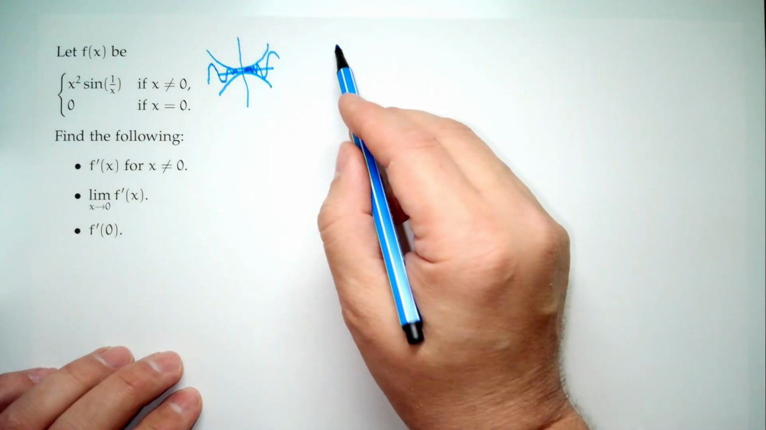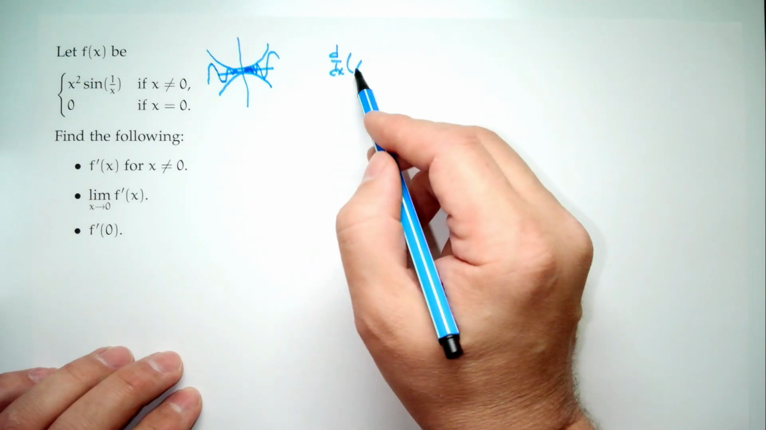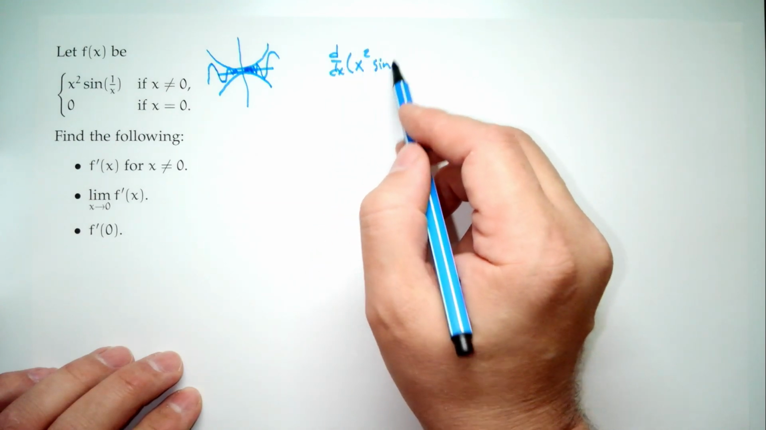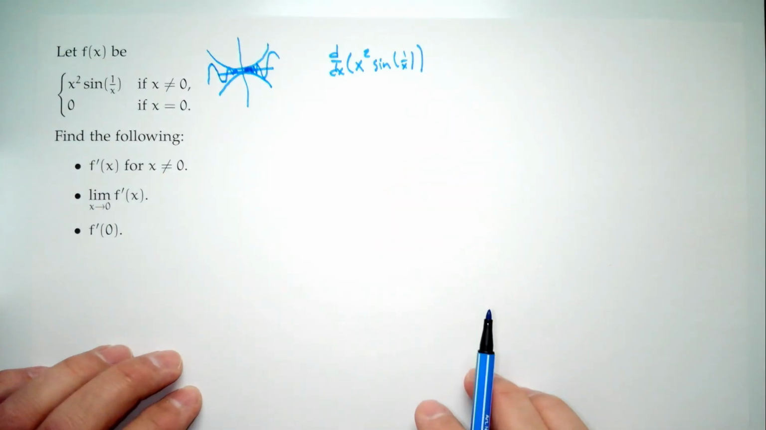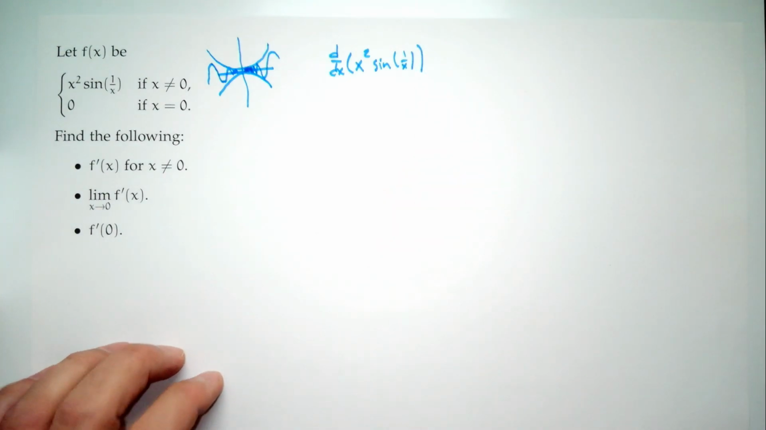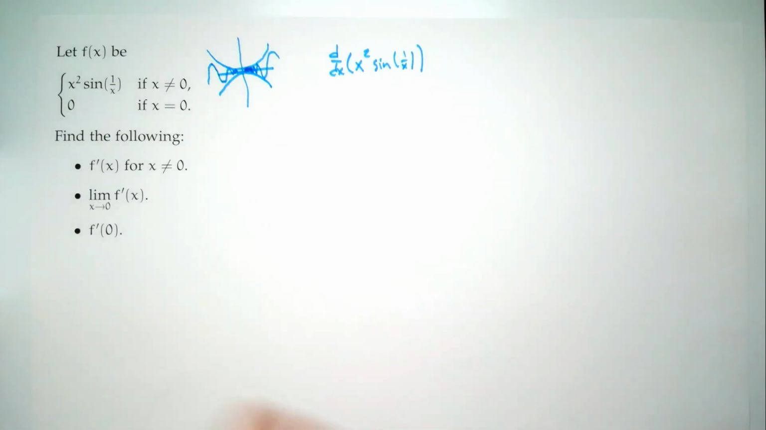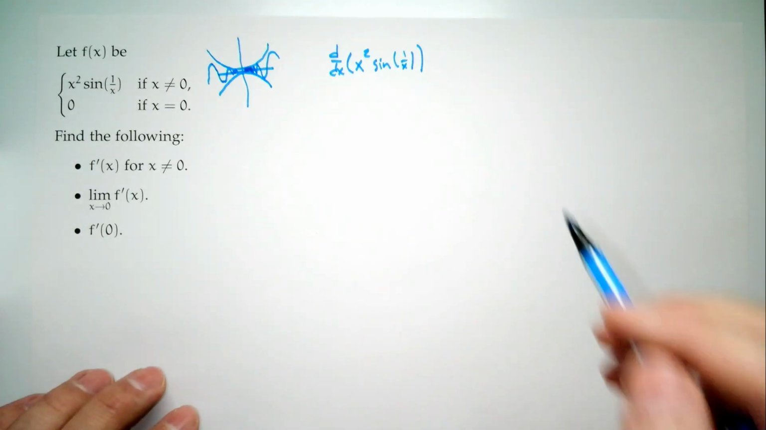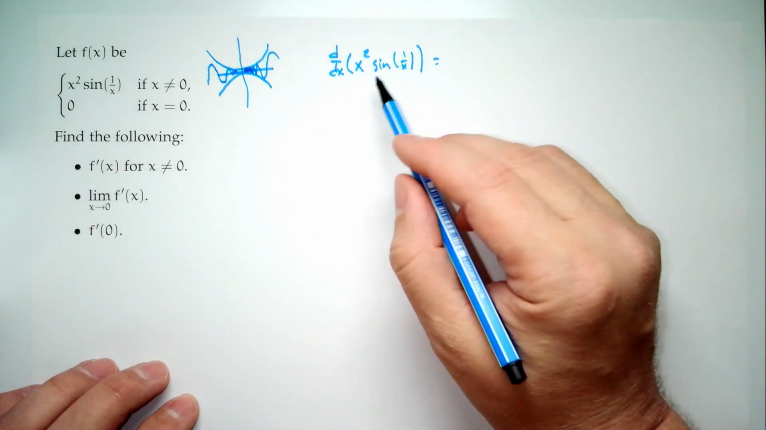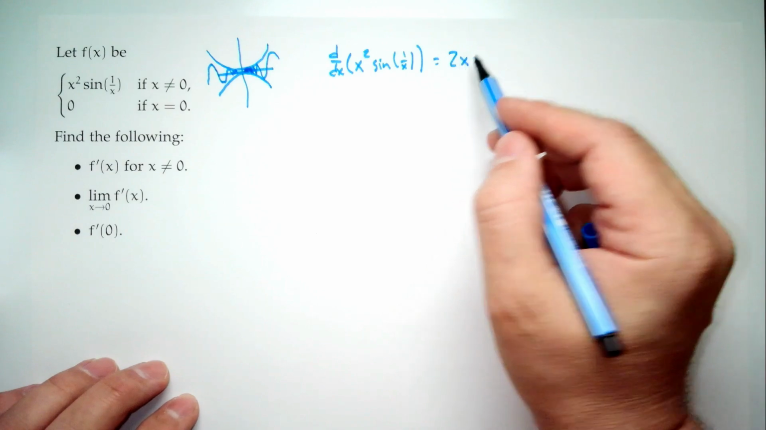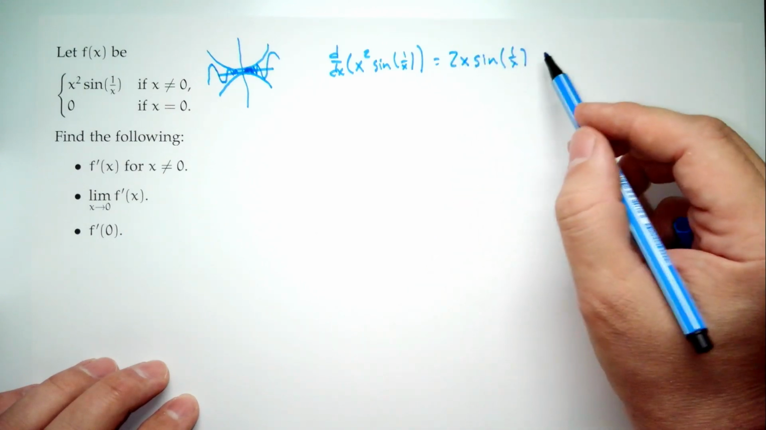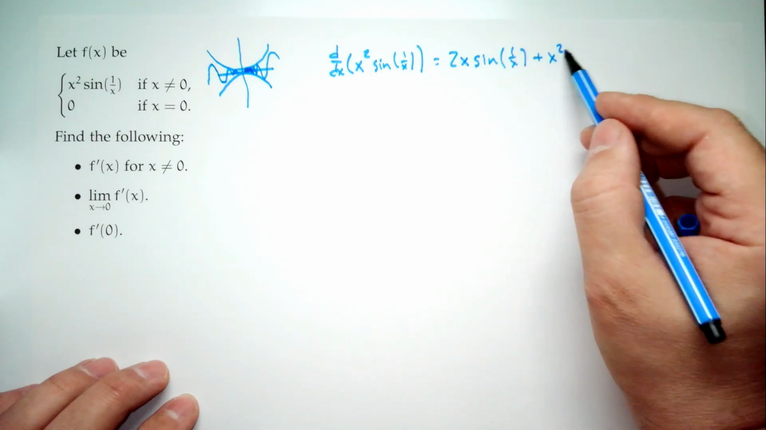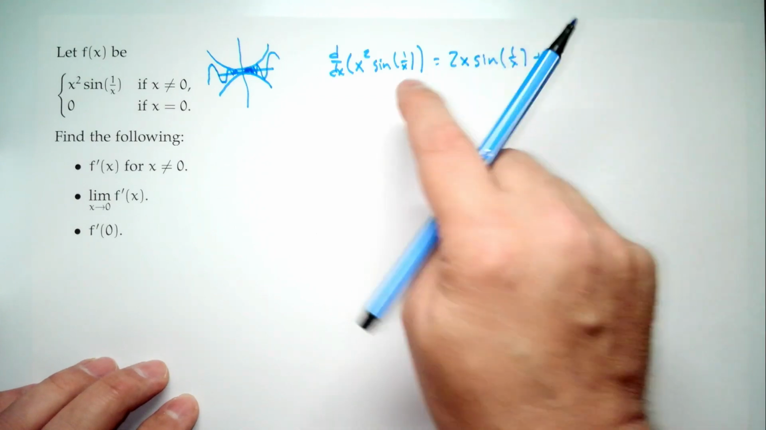So how do you take the derivative of x squared times sine of 1 over x? You have to use product rule and chain rule, which is why we had to wait till now. Before now we couldn't do this, but now we can. All right, so product rule: the derivative of the first is 2x times the second, sine 1 over x, plus x squared, which is the first function, times the derivative of sine 1 over x.